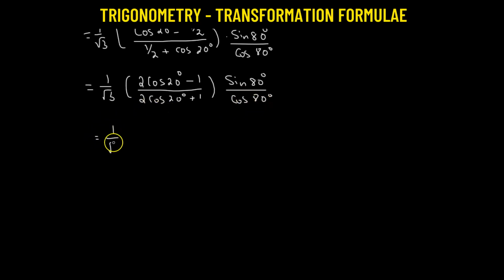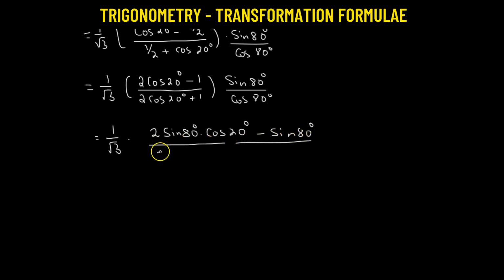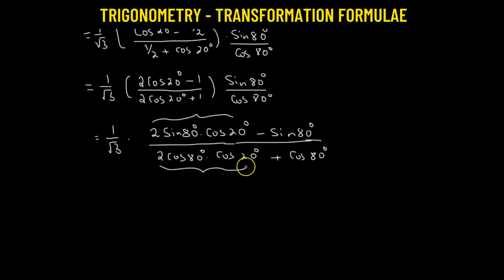So we get 1 over square root of 3 multiplied to 2 times sine 80 degrees times cosine of 20 degrees minus sine 80 degrees, whole divided by 2 times cosine of 80 degrees times cosine of 20 degrees plus cosine of 80 degrees. Right. Now, we immediately observe here, we get another transformation formula in the first term of the numerator as well as in the first term of the denominator. Now, let's state those formulas as well.